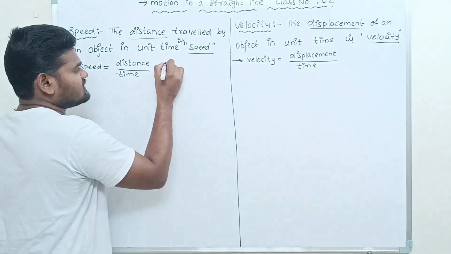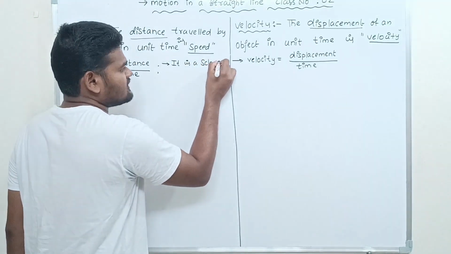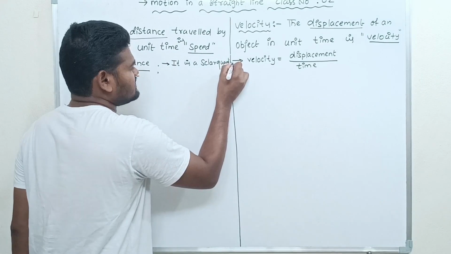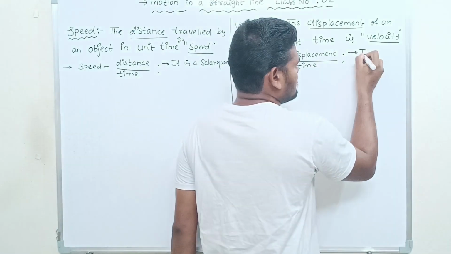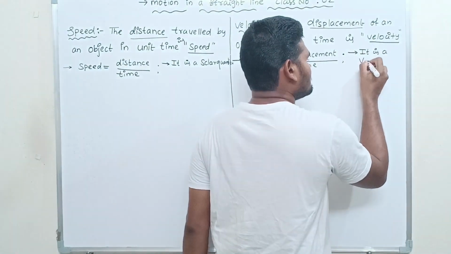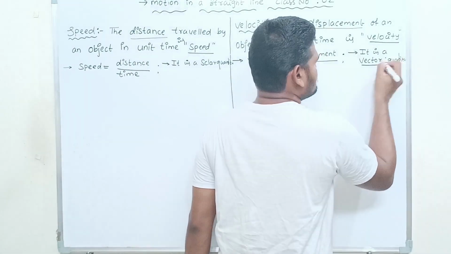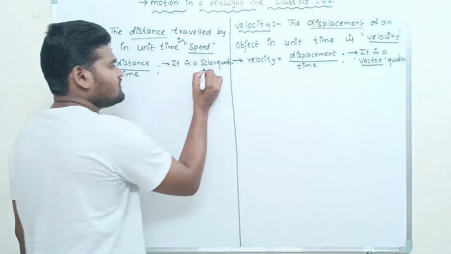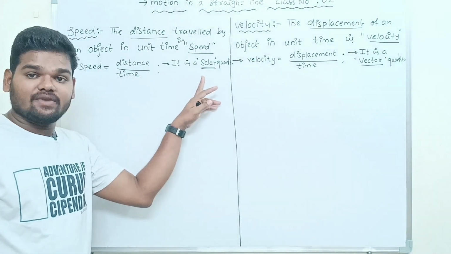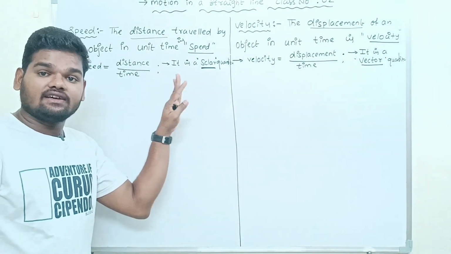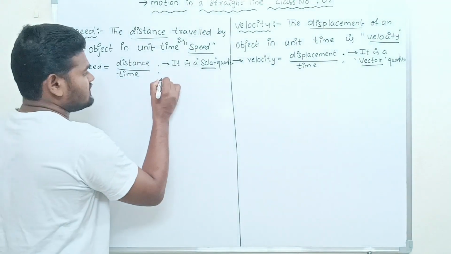Speed is a scalar quantity. Velocity is a vector quantity. In the last session, I told you the meaning of scalar and the meaning of vector, all of which we discussed in the previous session. Scalar means it has only magnitude but no direction. Vector means consisting of both magnitude and direction. Are you getting?